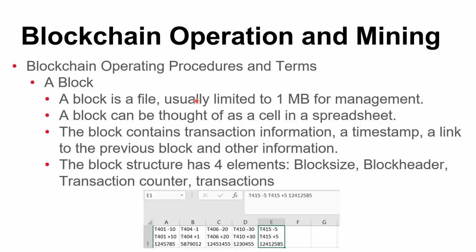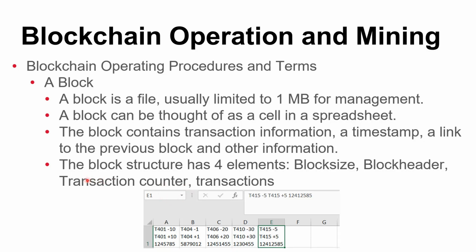A block on a blockchain is a file. So just like any other text file, it's relatively simple, usually limited to about 1 megabyte for management purposes to prevent runaway blocks. A block can be thought of as a cell in a spreadsheet, like we discussed earlier, that contains transaction information, a timestamp, and a link to a previous block and other information.